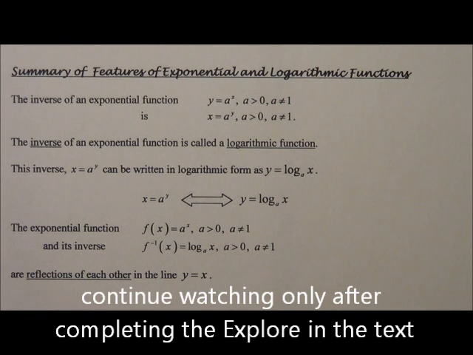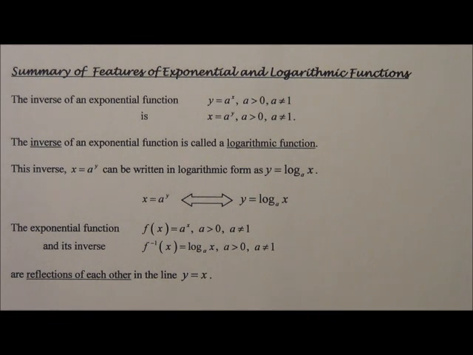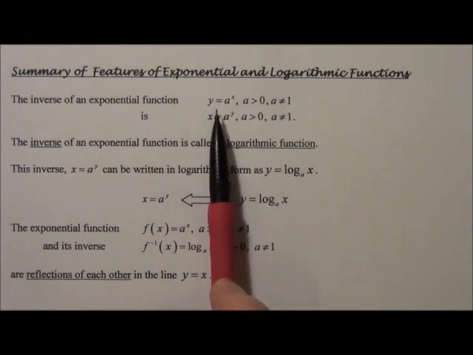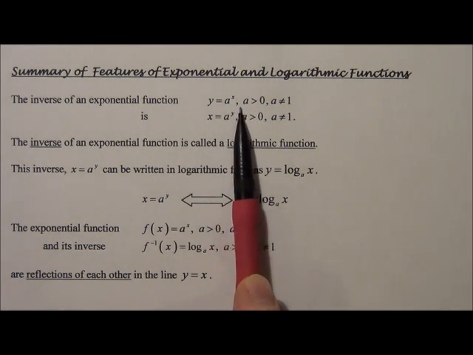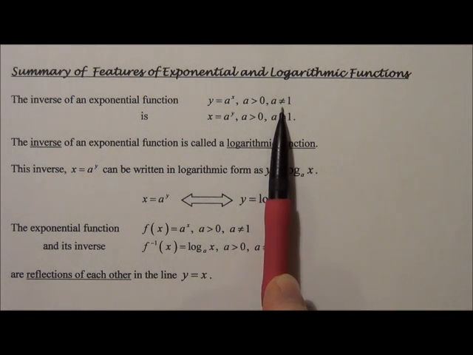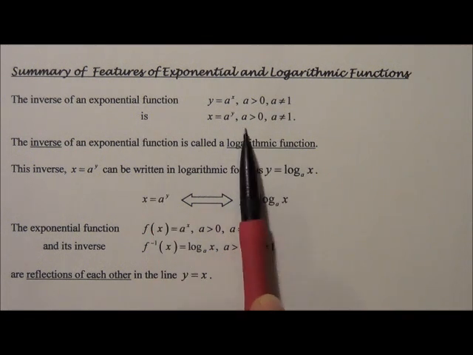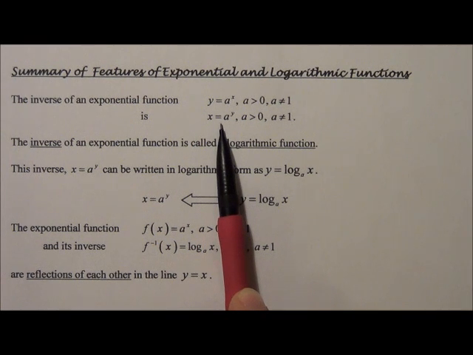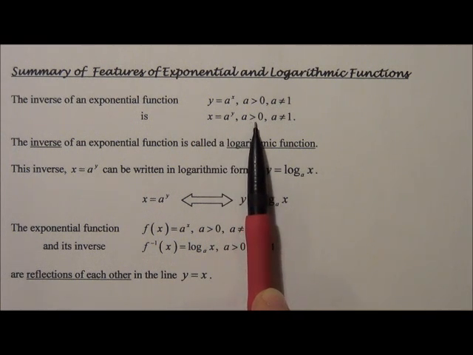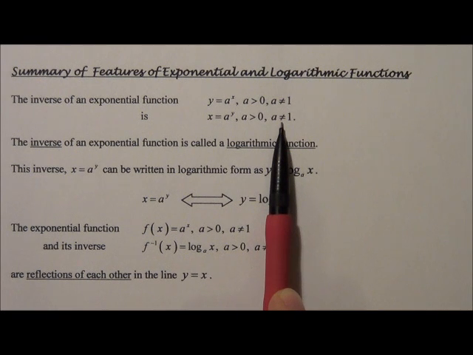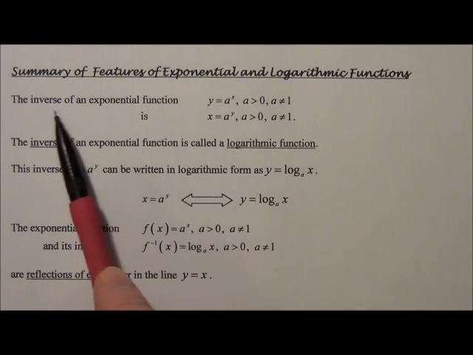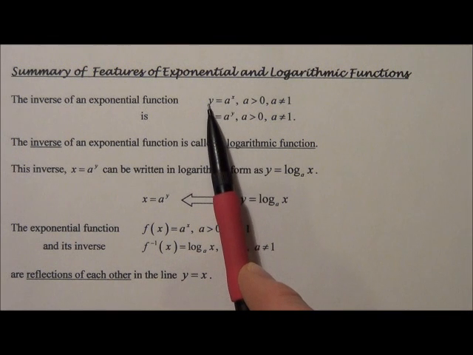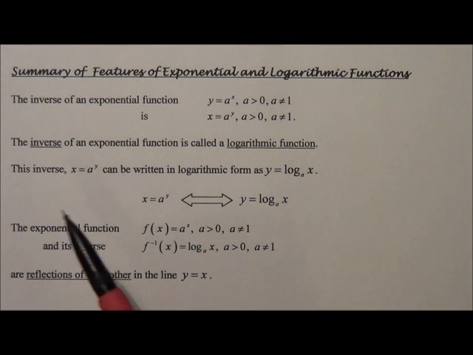Okay, so here's the summary of some of the features of exponential and logarithmic functions. The inverse of an exponential function y equals a to the x, again where a is greater than 0 and a does not equal 1, is x equals a to the y, again where a is greater than 0 and a does not equal 1. So for an inverse, we're just interchanging the x and y. The inverse of an exponential function is called the logarithmic function.